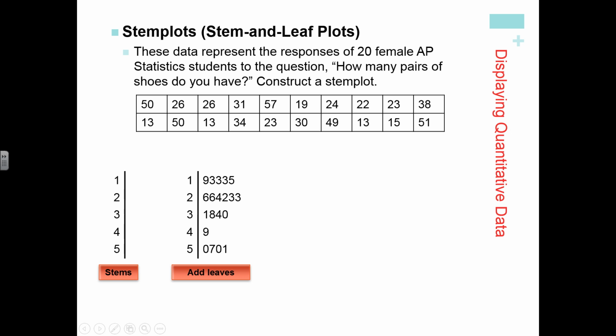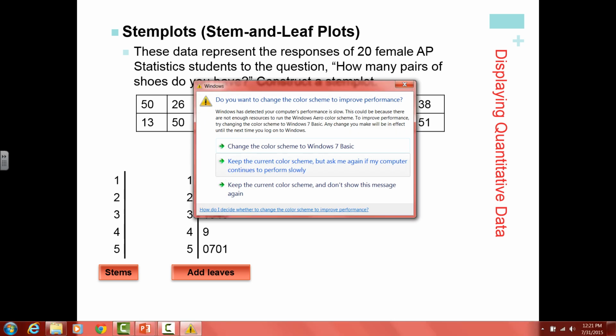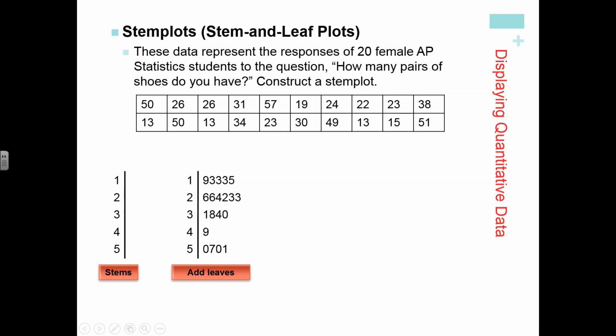But you have to remember that you need to go back once you put your leaves in there. You want to go back and actually put them in increasing order out of the stem. So you wouldn't leave it like this. You want to put it in so that it's getting bigger as you go further out of the stem. Now again, what this represents is 13, 13, 13, 15, 19.